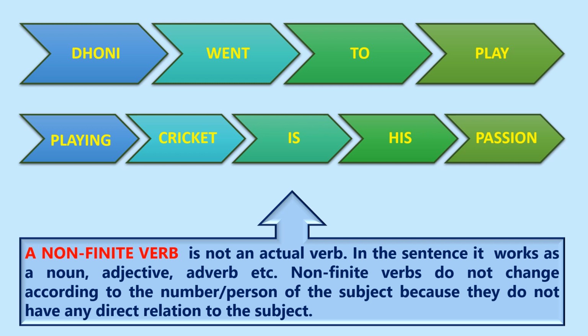Similarly, playing cricket is his passion. Cricket is his passion. Cricket will be his passion. Cricket was his passion. Cricket had been his passion. So is, will be is the finite or the root verb, and playing is an action word which is not used as a verb. Okay. So these are called non-finite verbs and they are of 3 types. Let us see what they are.